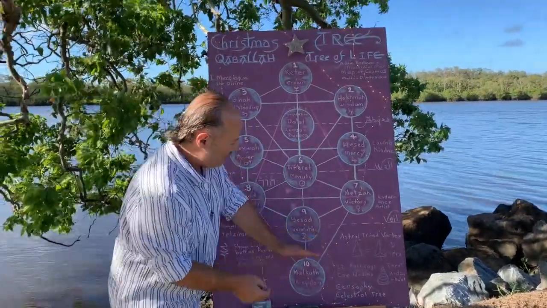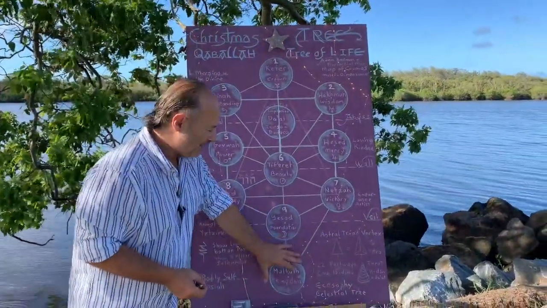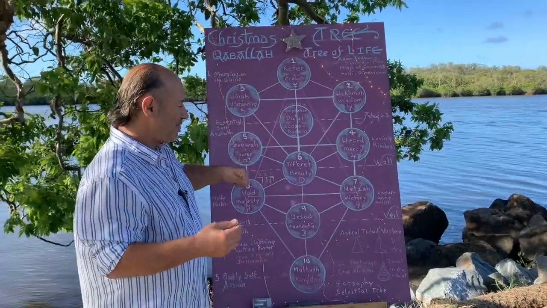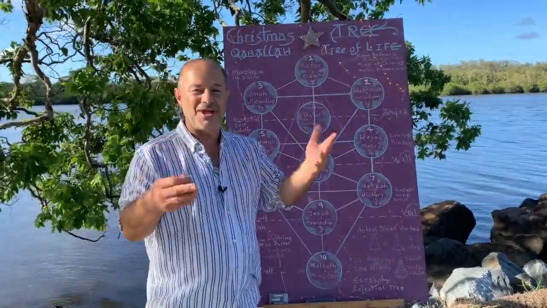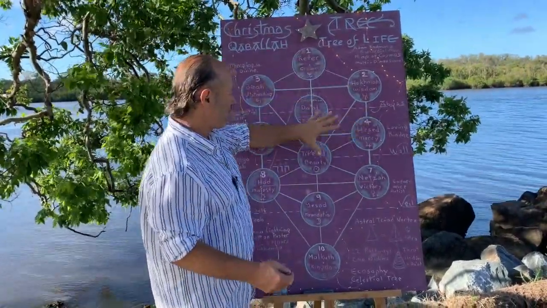So everything above the earth is about before we even incarnate. So this is about incarnation. So all these spheres relate to our etheric double. This is our etheric double. This has got to do with our spirit bodies and the soul.